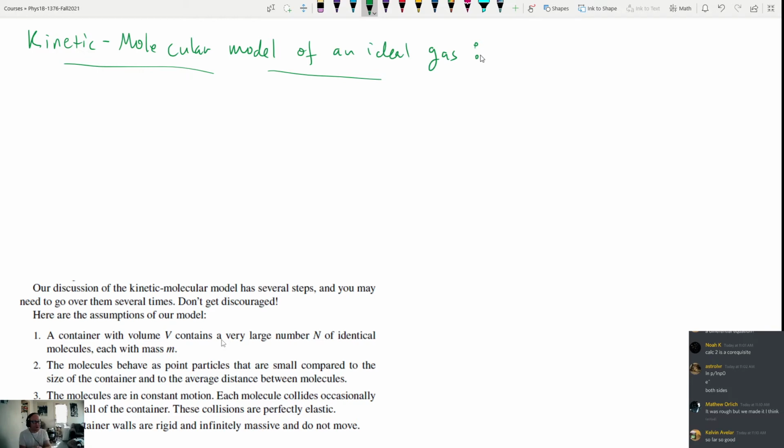What we want to talk about now is the molecular model. That is to say, how do the individual molecules behave for the ideal gas? How fast are they going? What are their average velocities? And how do those velocities relate to the energy of the gas and the temperature of the gas? So that's the goal.